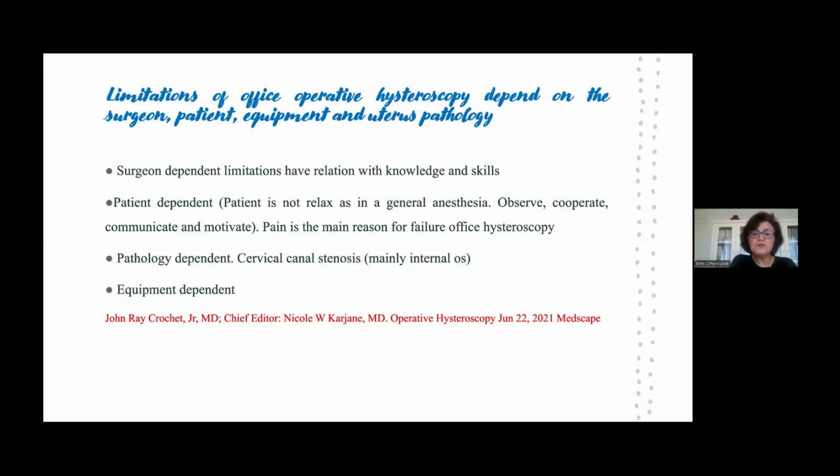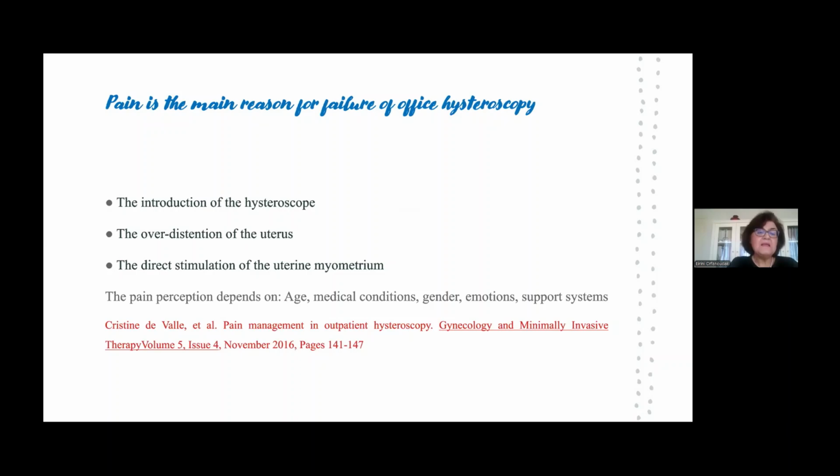Pain is the main reason for failure of office hysteroscopy. Pathology-dependent: cervical os, mainly internal os. Cervical canal stenosis, mainly internal os. Equipment-dependent.